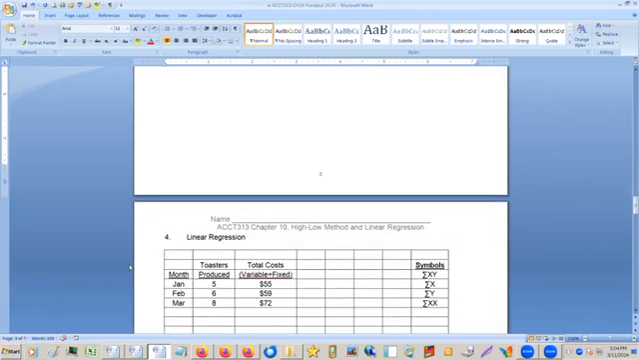The linear regression is the most accurate of the ones that we're going to use. The problem with the high-low method, well, let's first talk about the good things about the high-low. Very quick. What's the highest? What's the lowest? Figure it out. You can get an estimate of what the variable costs and the fixed costs are pretty quickly. The drawback is that a lot of times you'll lose a lot of the data in between.